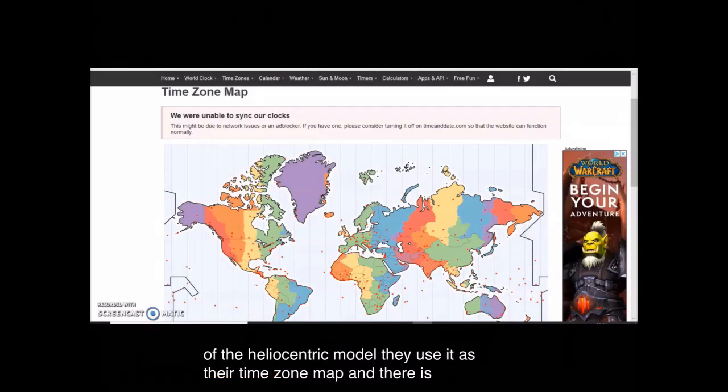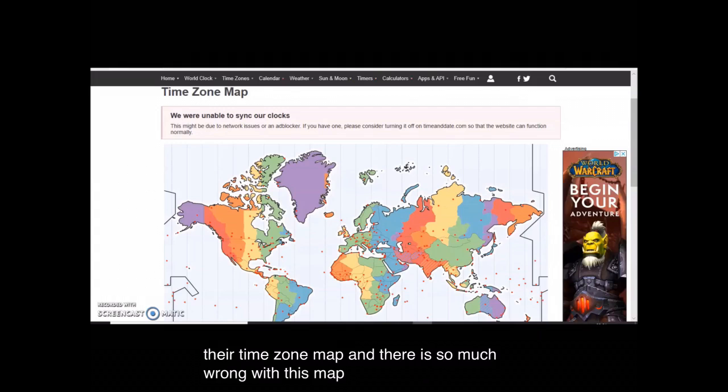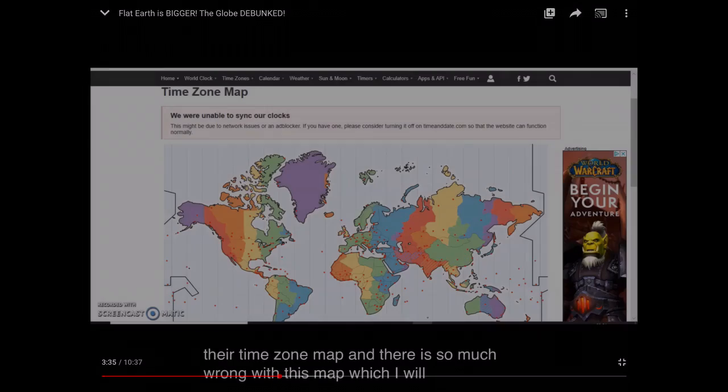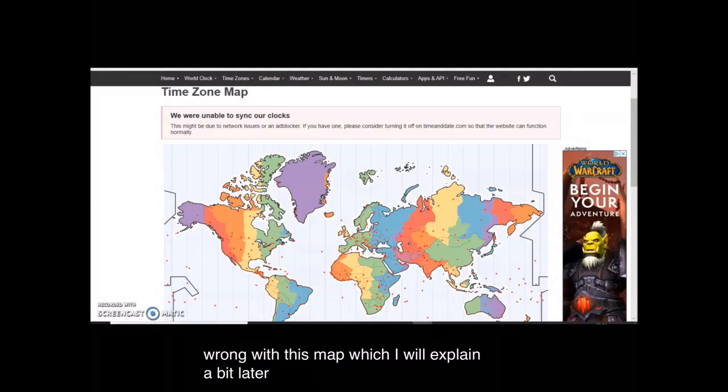And there is so much wrong with this map. Oh dear, here we go. Which I will explain a bit later. Oh, not here we go. Okay, calm down the engines, it's not here we go yet.